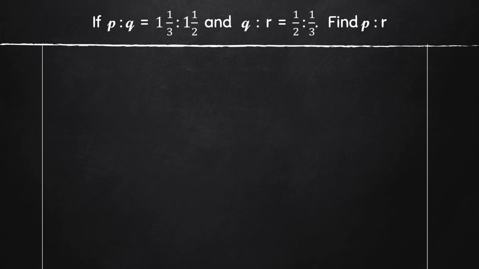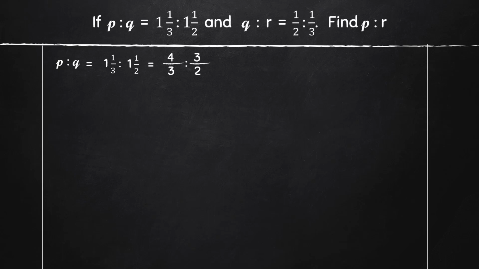So how do we go about it? The first step that we need to do is convert the ratios into improper form. So P is to Q is equal to 1 by 3 is to 1 by 2. Convert this into improper form. So we have 3 ones are 3 plus 1, 4 by 3 is to 2 ones are 2, 3 by 2.